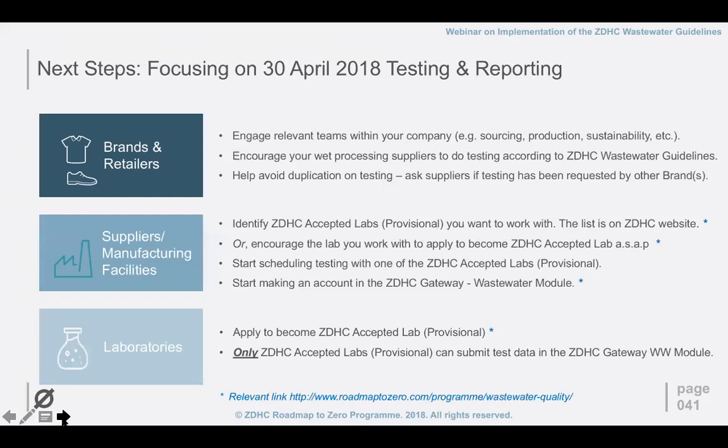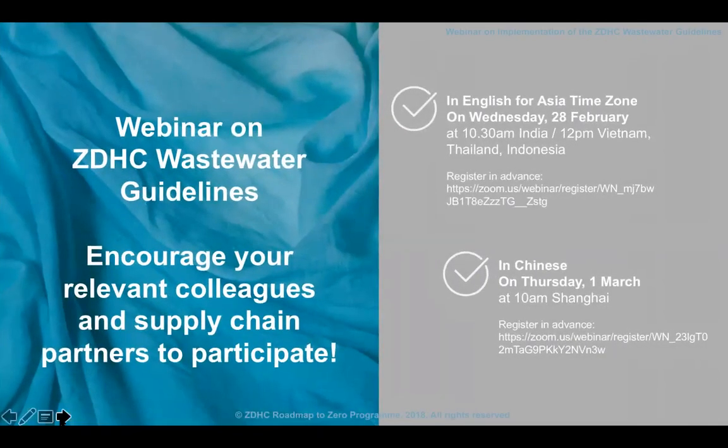And if you are a laboratory, we want to encourage you to start applying to become a ZDHC accepted lab if you're not yet an accepted lab. And it's good to keep in mind that only the ZDHC accepted lab can access the gateway and can submit the test data on behalf of the facility. So a non-accepted lab cannot have access to the gateway, because we want to make sure that the quality of the data is comparable, and that the lab is going through the whole acceptance process and understanding what the criteria from the ZDHC are.